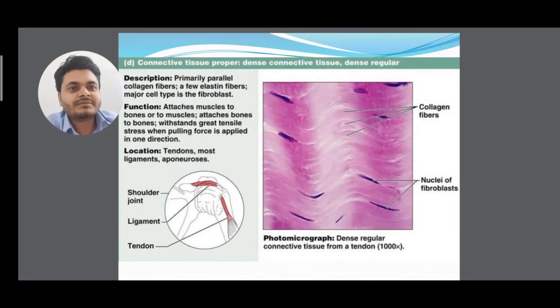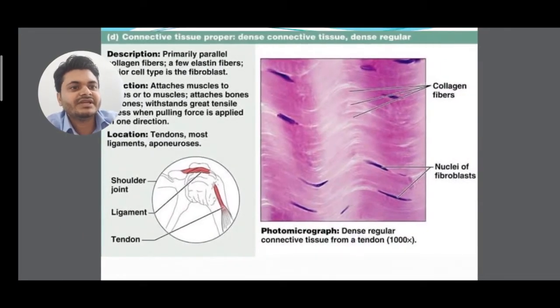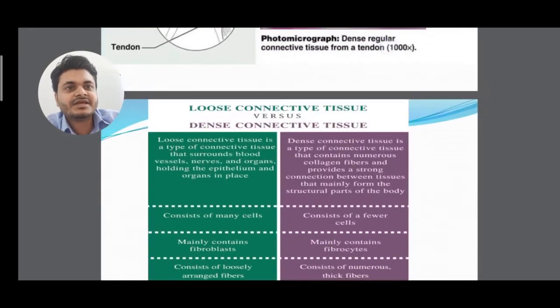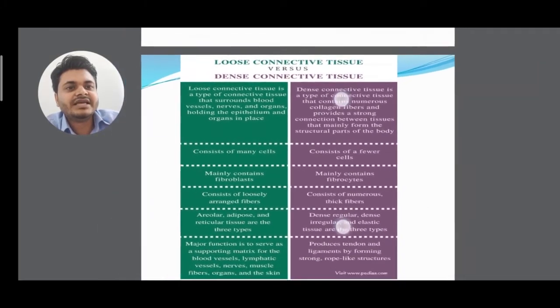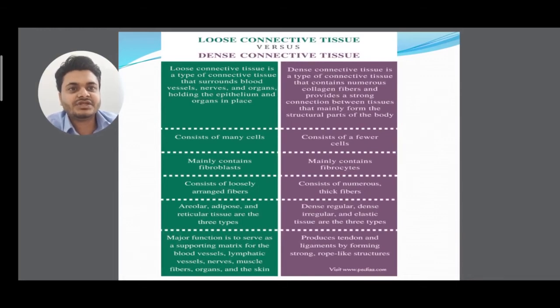One diagram has been given here of the shoulder joint, where the ligament position and tendon position are shown. Very nice diagram. Next I have highlighted the differences between loose connective tissue and dense connective tissue. Clear? You will read this. Very nice chart has been given. You will write it down in your copy. Let's discuss a few points. Loose connective tissue mainly contains fibroblasts, and dense connective tissue mainly contains fibrocytes.